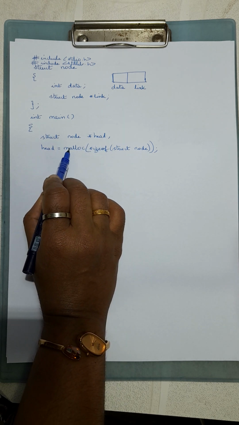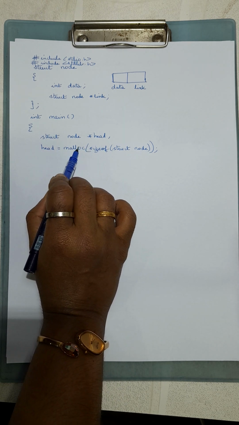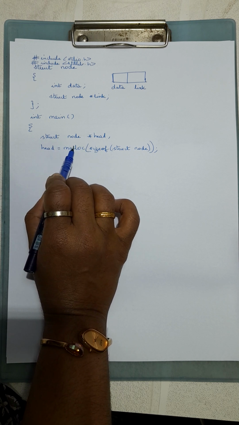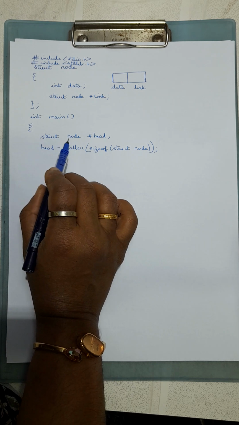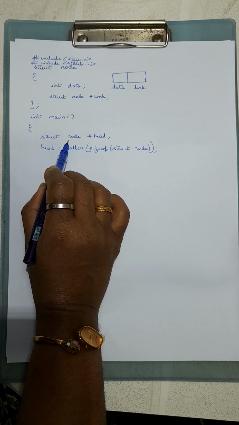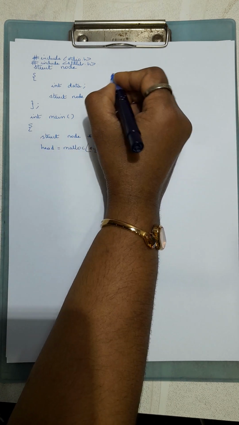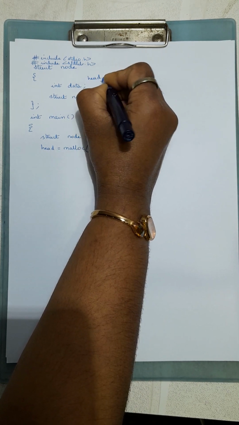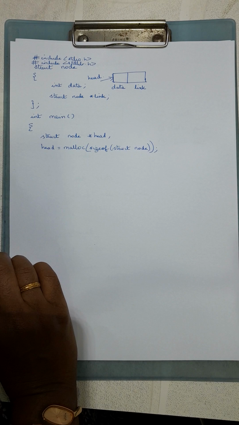Okay, now after successfully allocating the memory space, it will return a void pointer. Malloc will return a void pointer, and the first byte will be pointed to by the head variable. It's a pointer variable of the same structure. So now what will happen after creating? Head will be pointed to this particular node.